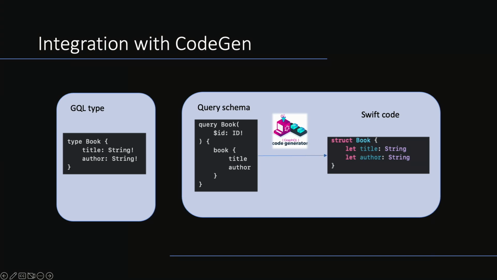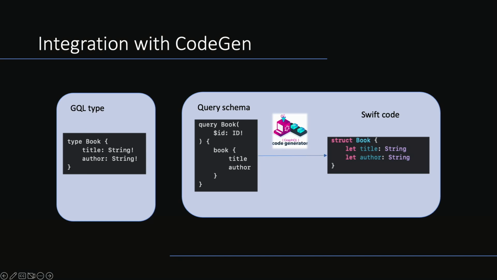In the picture on the left, we have a GraphQL type named Book, which has two fields, the title and author, both strings. So we need those data. In the query, we pass in an ID to fetch the title and the author information. After we run the CodeGen tool, the Swift code is going to look like the right. It's a struct of Book with two properties, title and author. And we can use that struct as our data model.